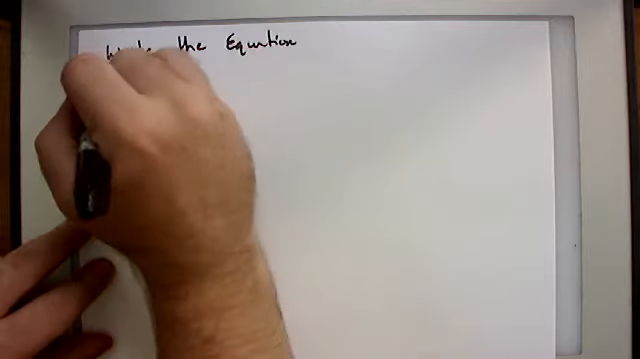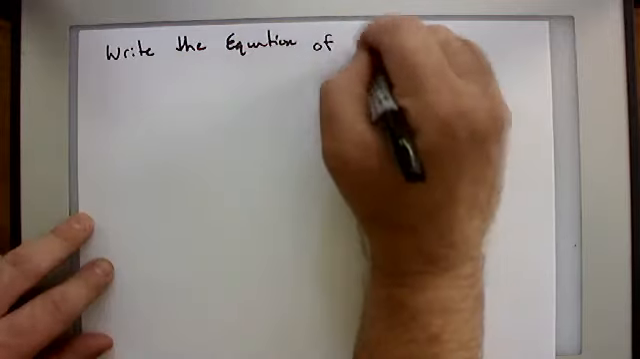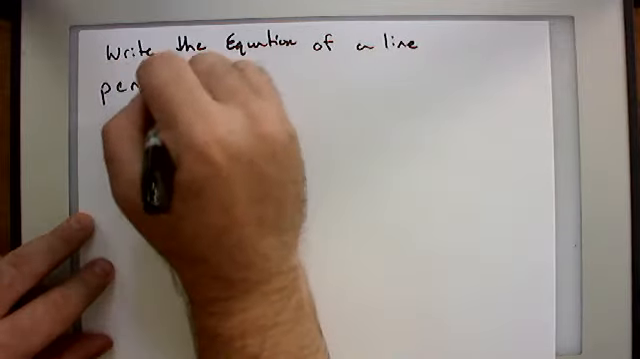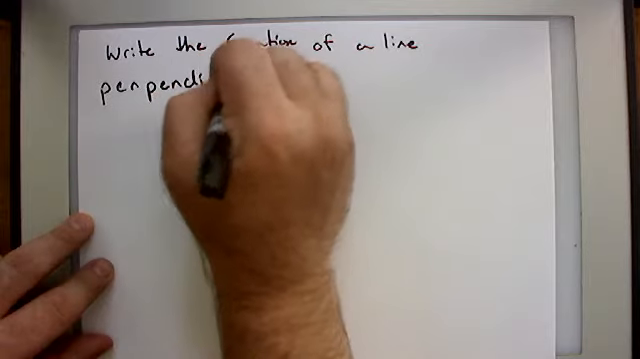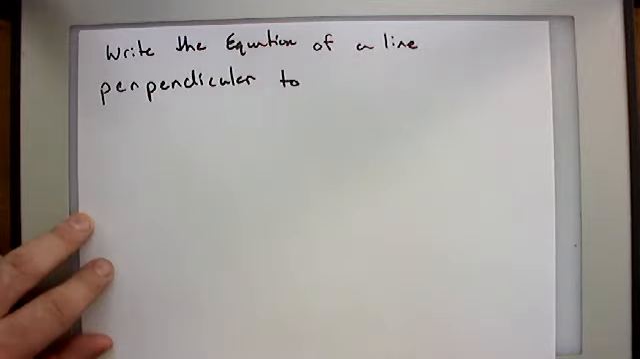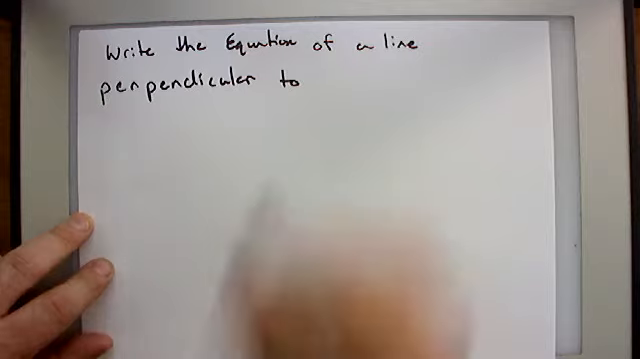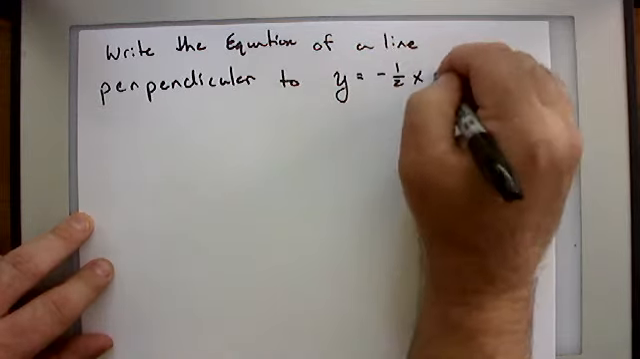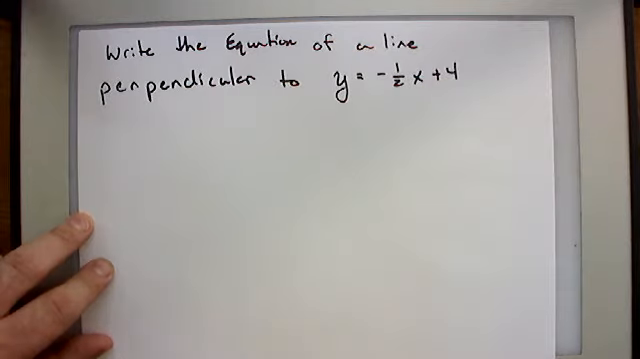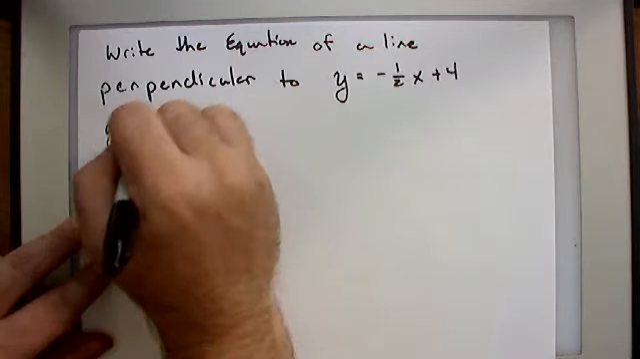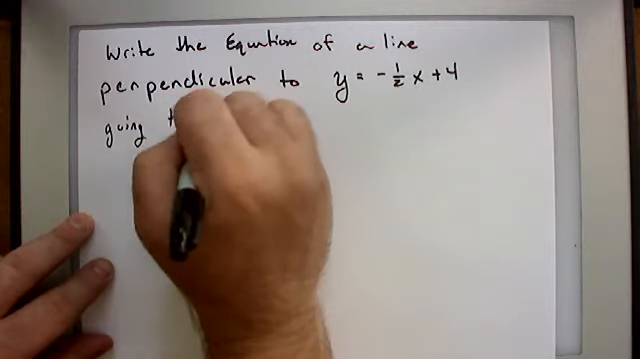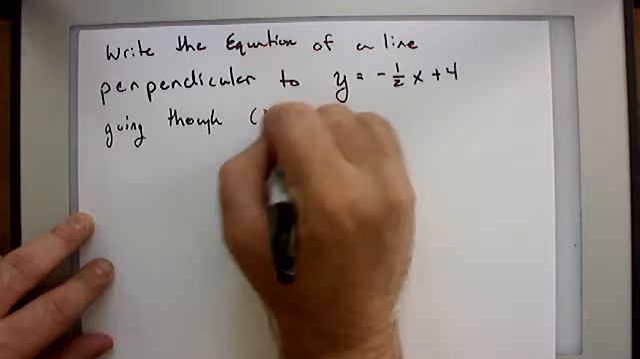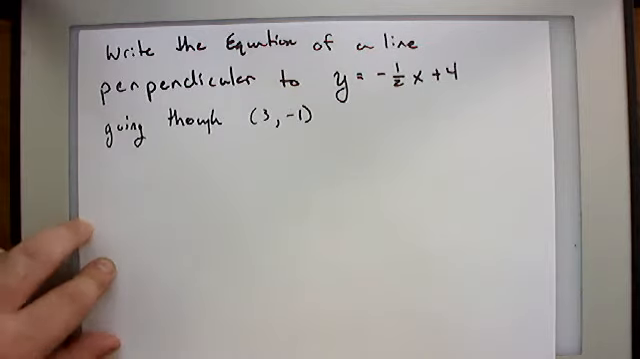Let's do perpendicular this time. So write the equation of a line perpendicular to, let's make something not super nasty, but not super easy. -1/2 x plus 4, right? Perpendicular to that and going through, passing through, whatever you want to say, going through 3, -1. Some negatives in there, some fractions in there, you know what I mean?